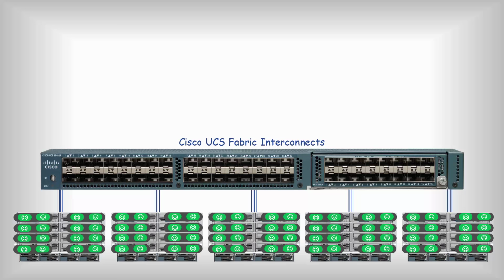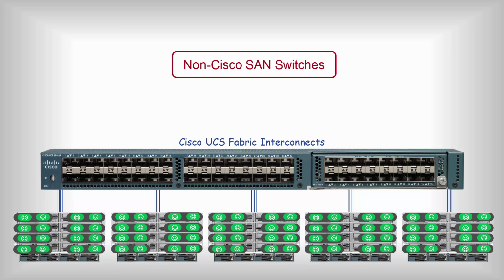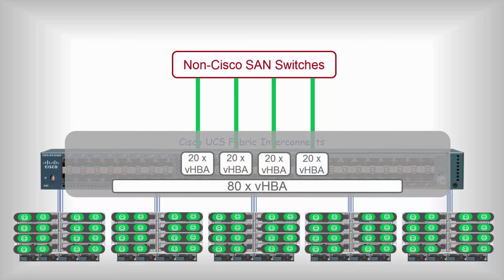In this example, I'm showing only a single fabric interconnect for the sake of simplicity. This fabric interconnect has 4 SAN uplinks. The 80 vHBAs will get evenly pinned to the 4 SAN uplinks, resulting in 20 vHBAs pinned to each uplink. Note that the auto-pinning occurs in a true round-robin fashion. It does not account for the traffic load from vHBAs.